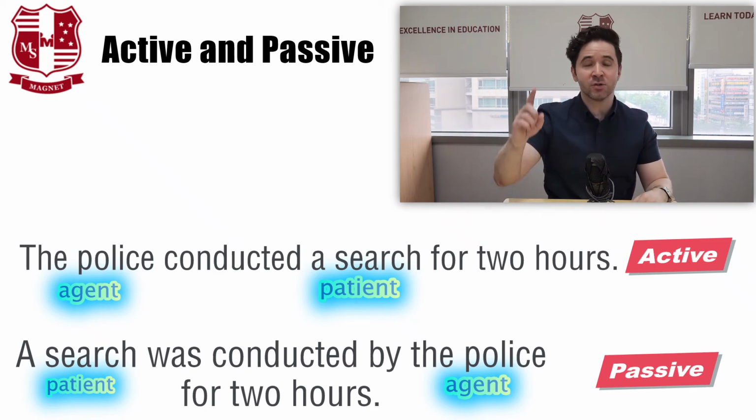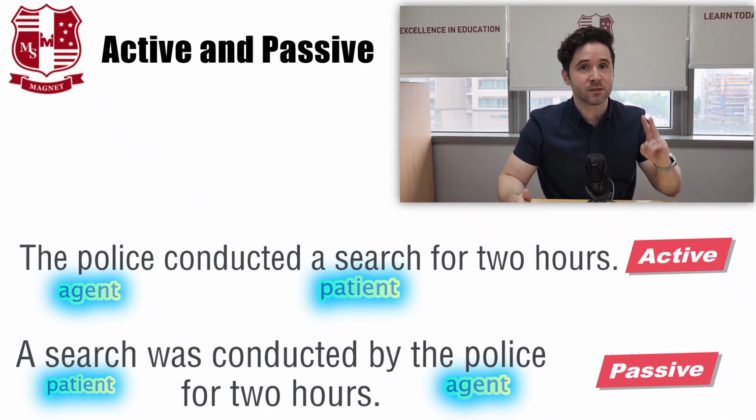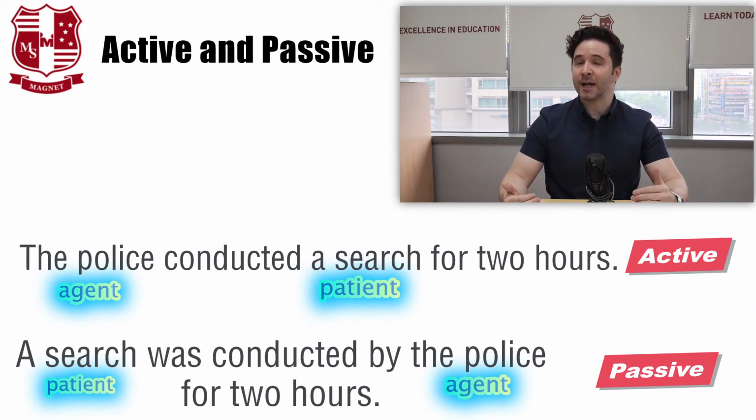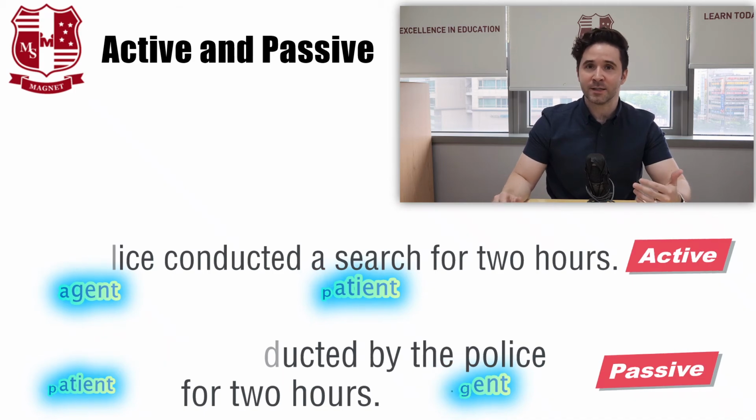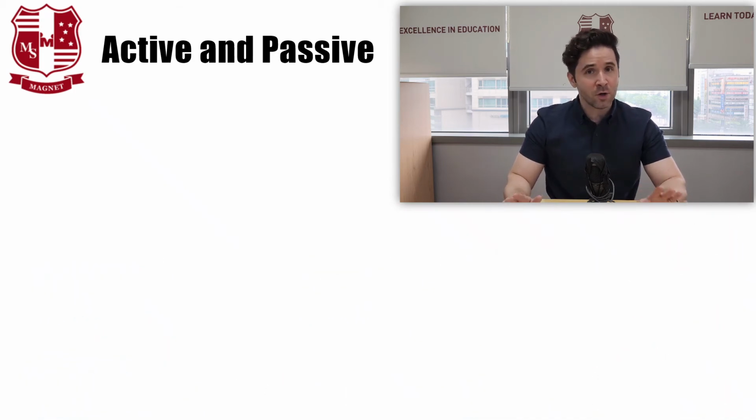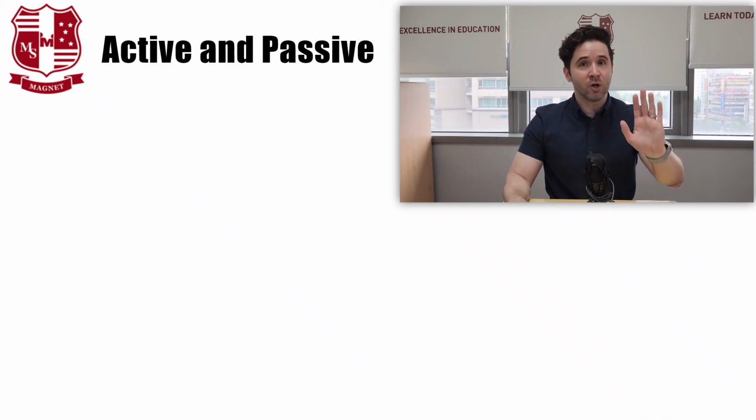A search was conducted by the police for 2 hours. The police is the agent. We're going to put that after the verb. A search was conducted by the police for 2 hours. That is the passive form of this sentence. So, if you are noticing, what I'm doing is looking at the verb first. That would be my trick.